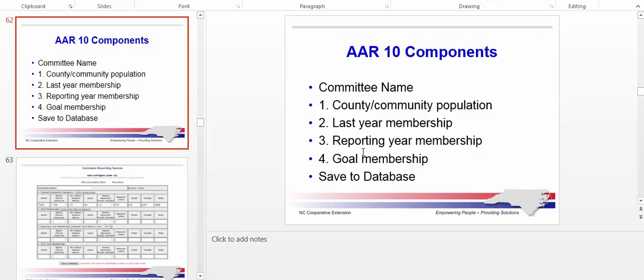Again, it's made up of the county or community population, last year's membership, the reporting year's membership, the goal membership, and also remember to save it to the database. This is another report that's necessary to do every 6 months. So you should complete it in June and complete any edits to it by the end of the year. If it's the same at the end of the year as it was in June, then you don't have to do anything to it.